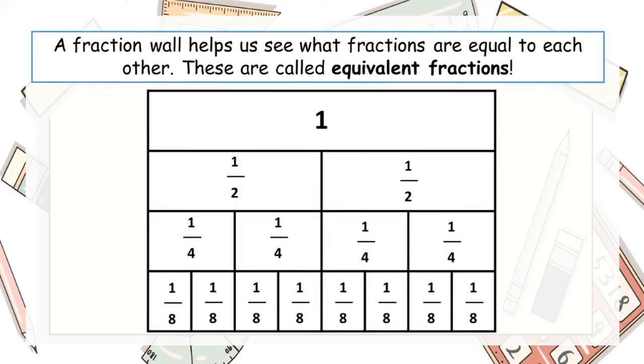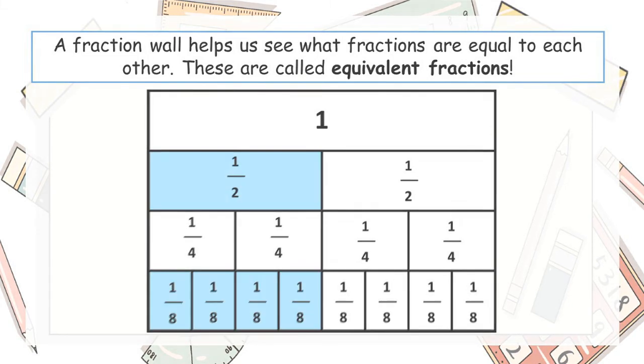See if you can find any other fractions that are equivalent to 1 half. Try go down to the eighths and see if you can figure out how many eighths are equivalent to 1 half. Pause the video and give it a try. Well, did you figure it out? 4 eighths are equivalent to 1 half.